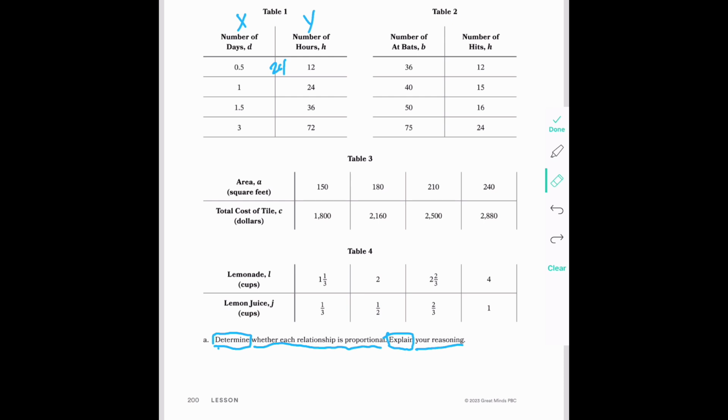Then we know that 24 divided by 1 should equal 24. If you do 36 divided by 1.5, you should also get 24. And then if you do 72 divided by 3, you should get 24. So this table has the same constant or an equivalent ratio when you do y to x, or divide y by x, or divide a by b. So that would mean this is showing a proportional relationship.